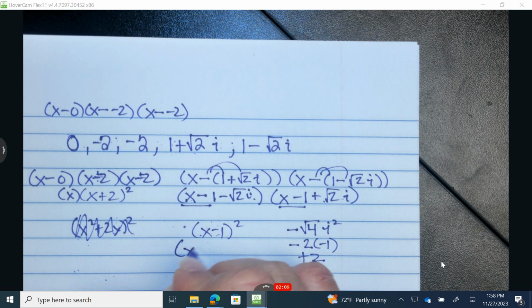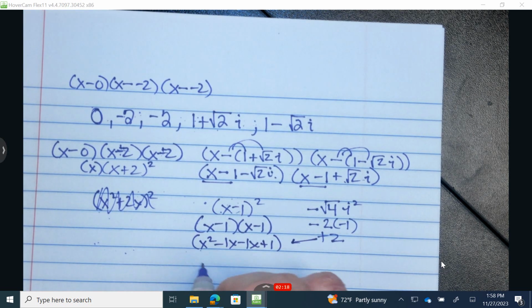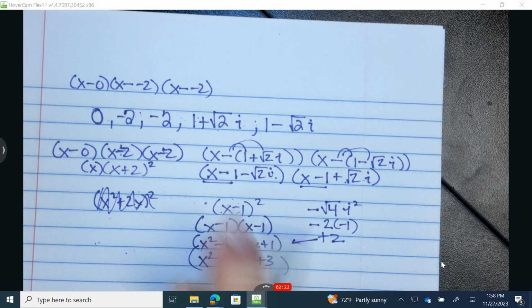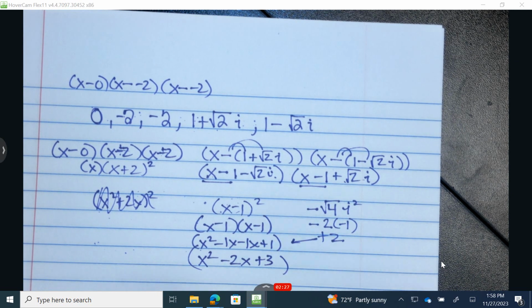I'm going to write this quantity down twice, and I'm going to go through it and FOIL it. Front, inside, outside, last, and now I'm going to bring over the plus 2. So it's x squared minus 2x plus 3. That's taking these two given roots and combining them.